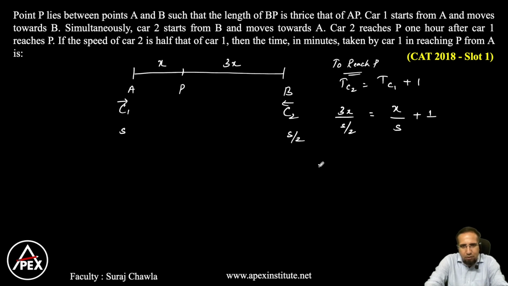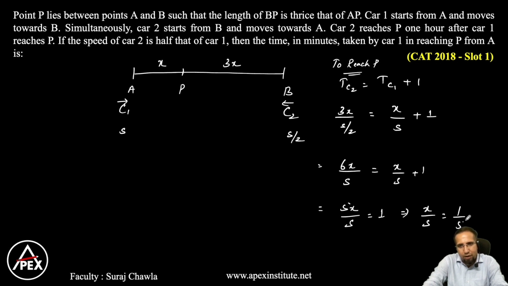Now let's simplify this. If we simplify, this becomes 6x by S is equal to x by S plus 1. Or what do we get here? We get 5x by S is equal to 1. Or we eventually get x by S is equal to 1 by 5 of an hour. Clear? We get 1/5 of an hour.